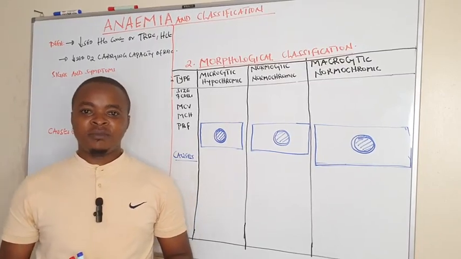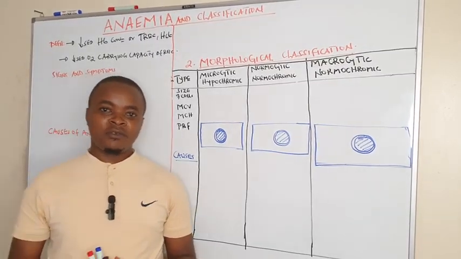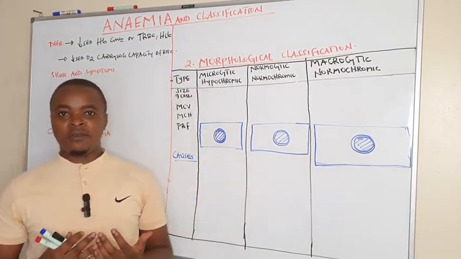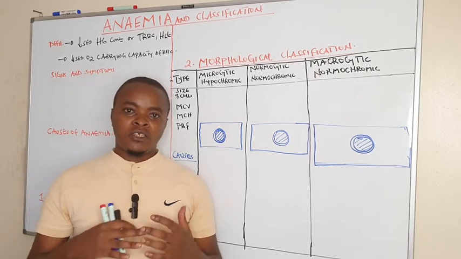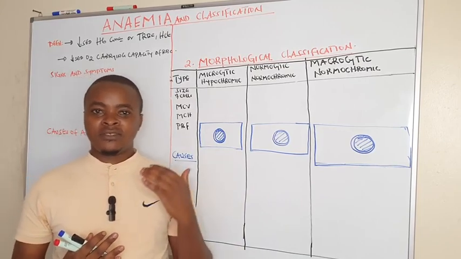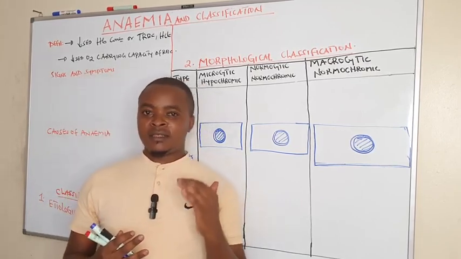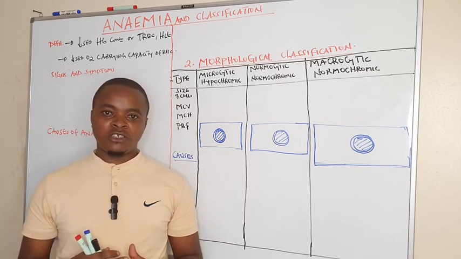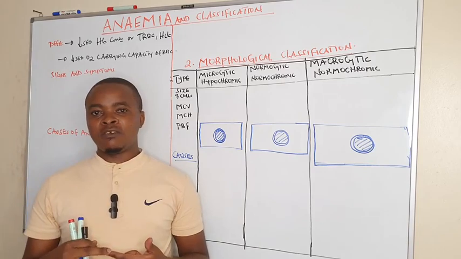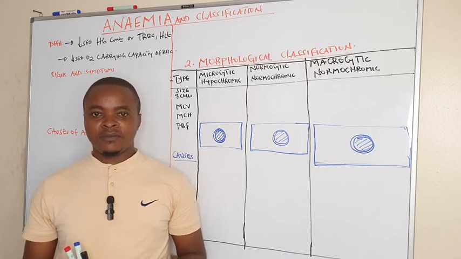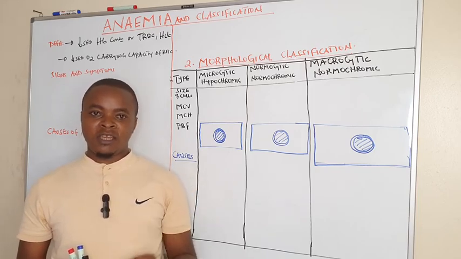In this lecture at Medical Sciences, we want to discuss anemia, an introduction to anemia. And you can ask yourself, what is anemia? Anemia is a condition characterized by low levels of hemoglobin concentration, or low red cell blood count, or low hematocrit levels. That is what we can say about anemia.